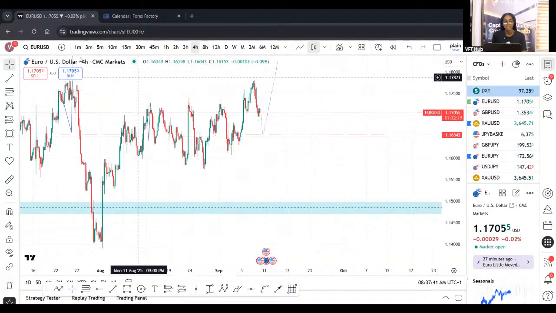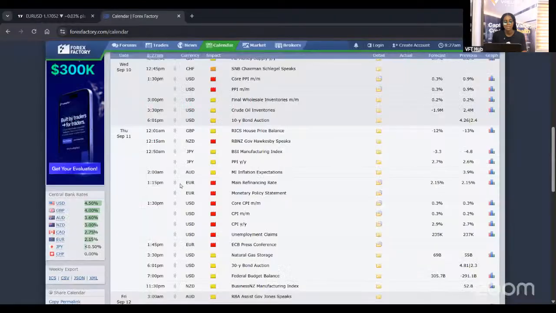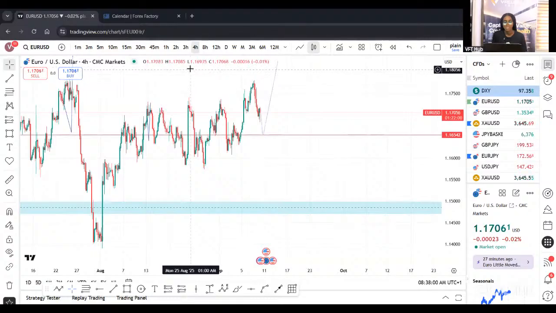Please, if you have questions at this point, kindly type in the chat box. All right, today being the 10th, Wednesday, we're expecting core PPI to be released. So you should trade with proper risk management. If you have questions or a way different bias from what has been analyzed, please do well to type in the chat box.